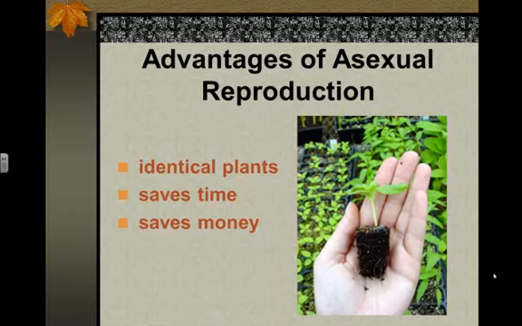Now, saving money would be if you just buy one shrub and take all the cuttings and use that one shrub to produce all the shrubs that you need. That would save you a lot of money compared to going out and having to buy 10 or whatever.